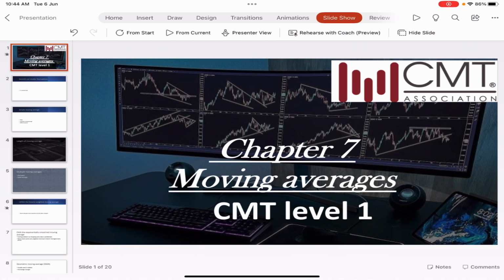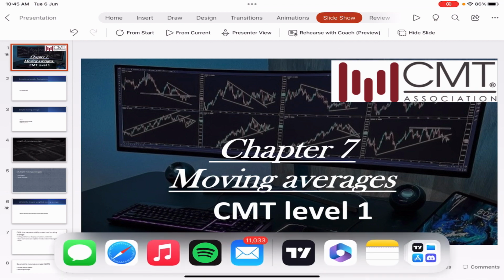So in this chapter, we'll be learning about what a moving average really is. If you are a trader or if you've been in the markets for a while, you will already be familiar with moving averages, because the moving average is one of the first indicators which a trader is usually introduced to. So what are moving averages actually?